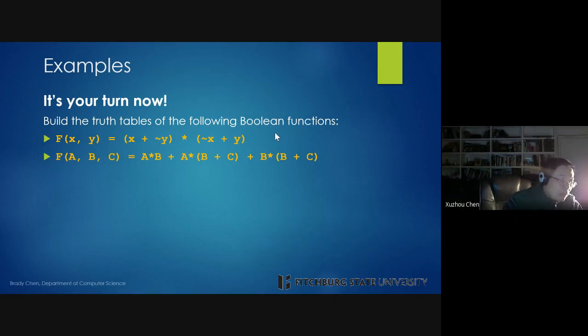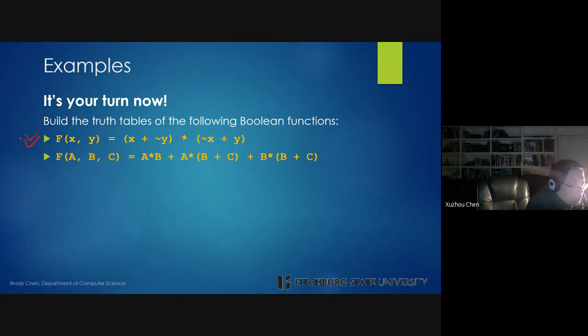So we have two more problems: f of x, y, and f of a, b, and c. I would like you to practice all this and build the truth table for that one. Let's actually work on the first one.